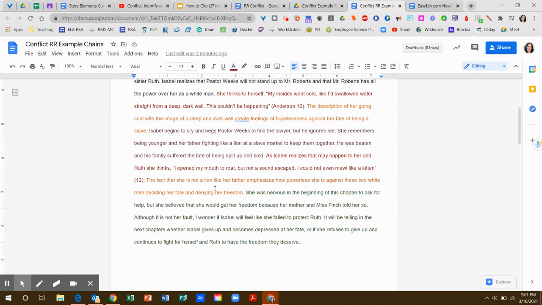Now I want to explain how that quote connects to my thinking and how it's supporting this conflict. The fact that she is not a lion like her father emphasizes how powerless she is against these two white men, deciding her fate and denying her freedom. And so then I can jump into my thinking about predicting how this conflict will impact the rest of the story, right? So either way, it works, right?